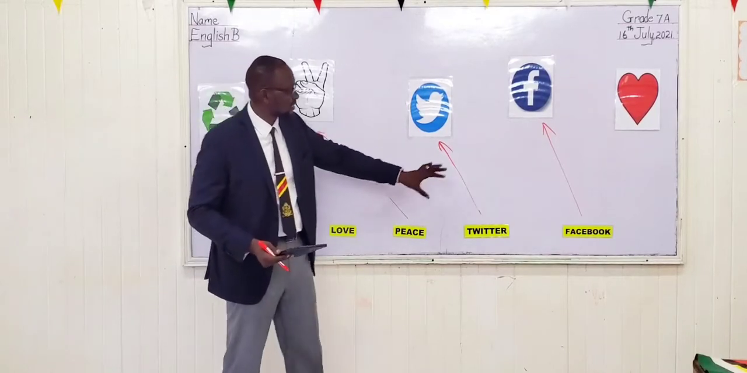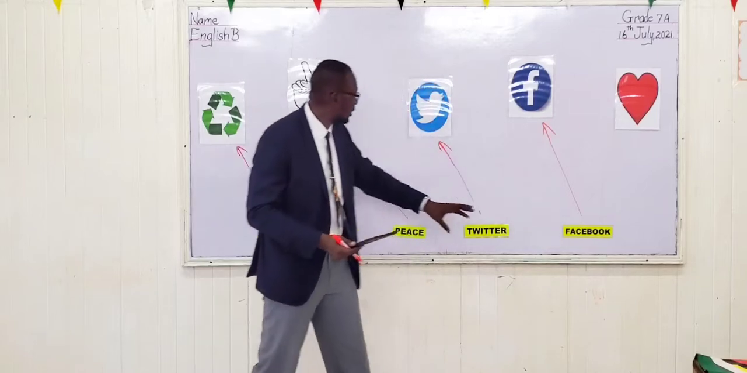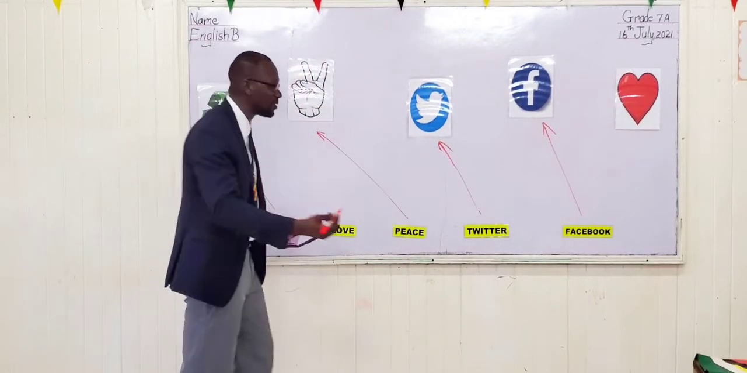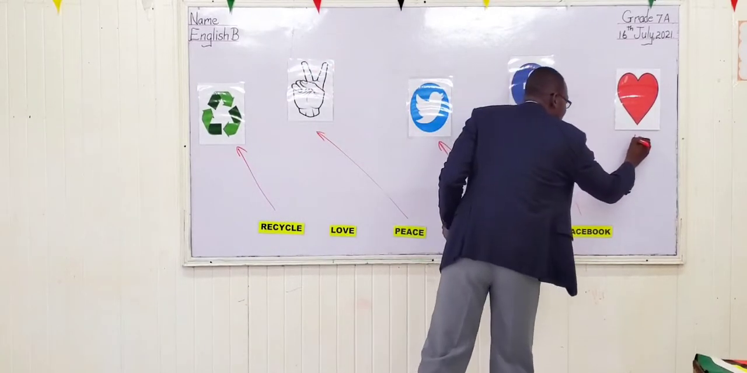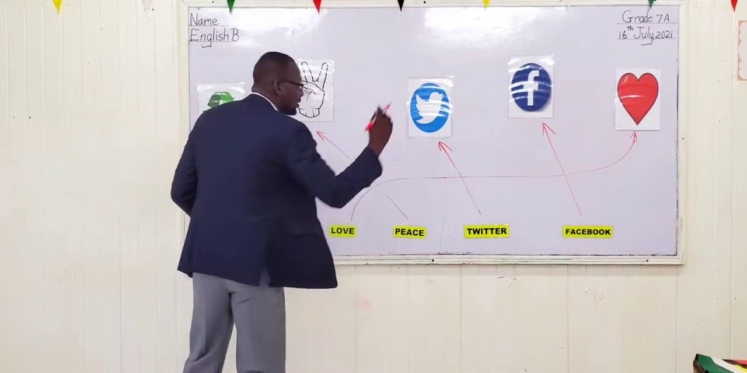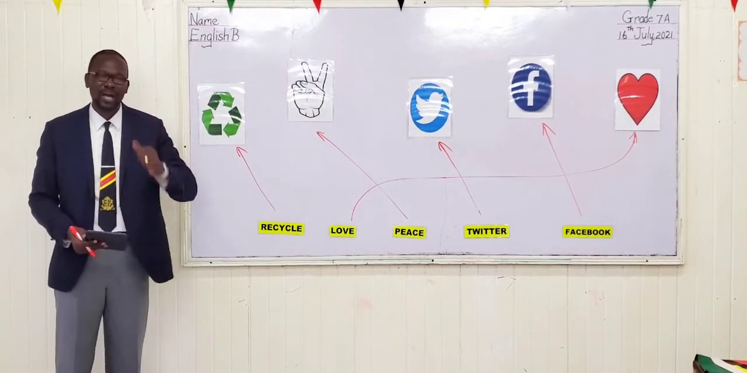Looking at our response, I can tell that most of you are familiar with these symbols. So this symbolizes Facebook, and this symbol here means Twitter. And of course, the final one, we don't need anyone to come and do this because we can all work it out. The final one would mean love. And so the heart is symbolic of love. Very well, all right? Good job on the matching game.